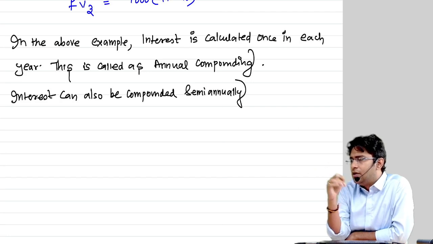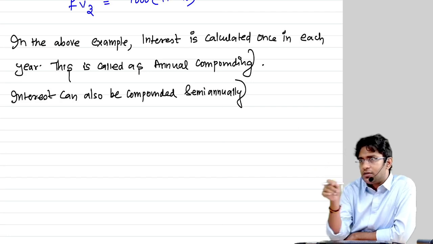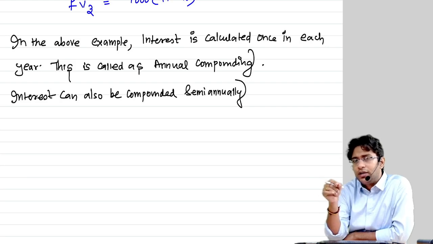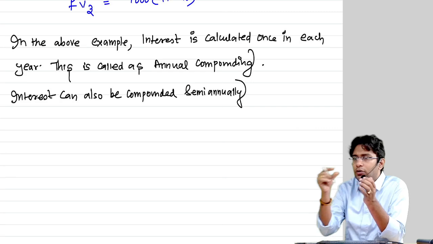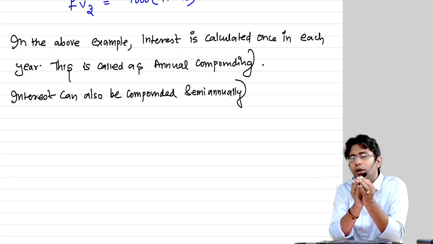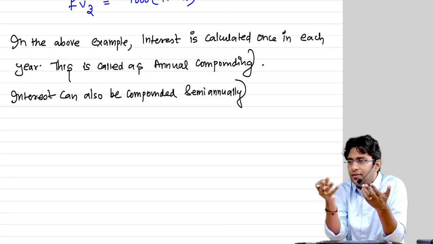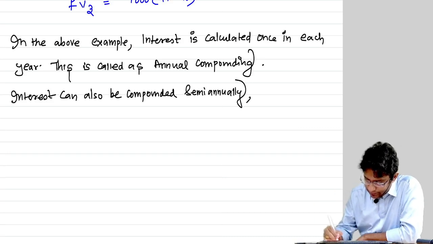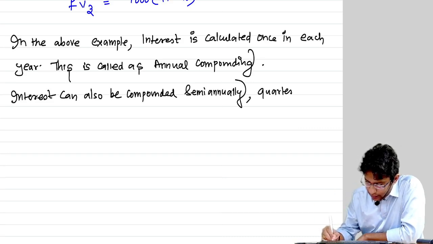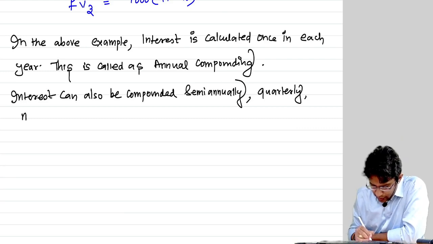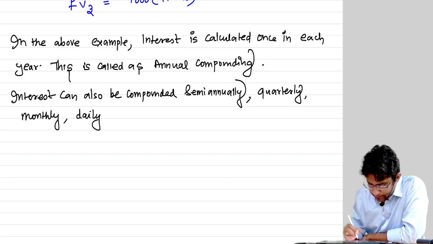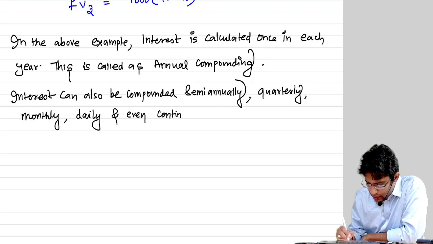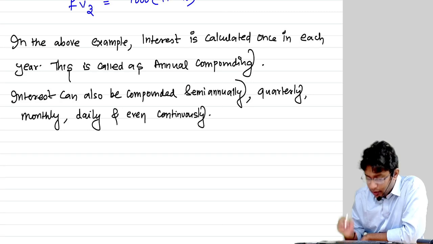Let's say second. So I gave you 1000. On this 1000, you will compute interest for the first second and add it to the 1000. On this combined amount, you will compute interest for the next second. Like that it goes on. This is called continuous compounding. So semi-annually, quarterly, monthly, daily, and even continuously.